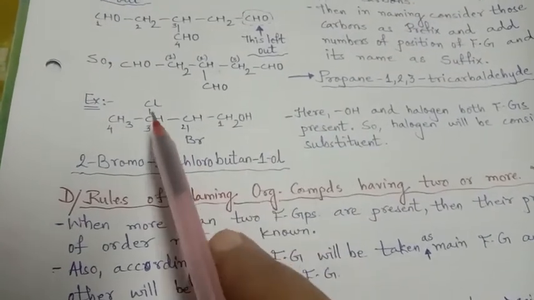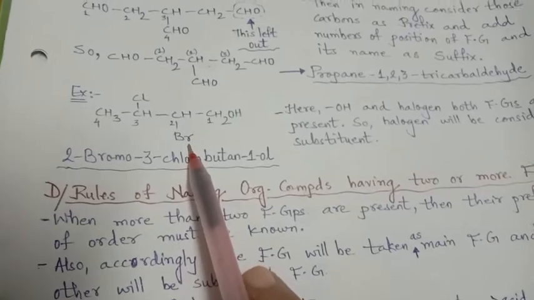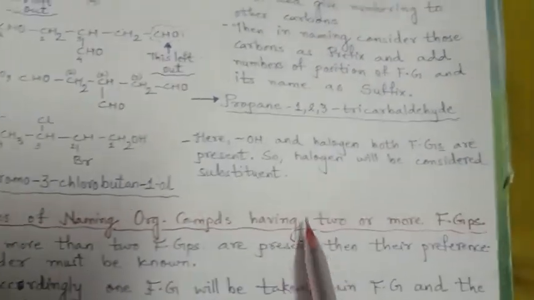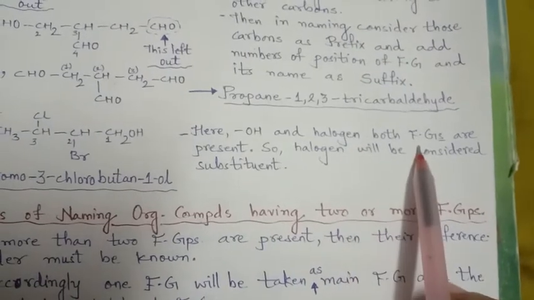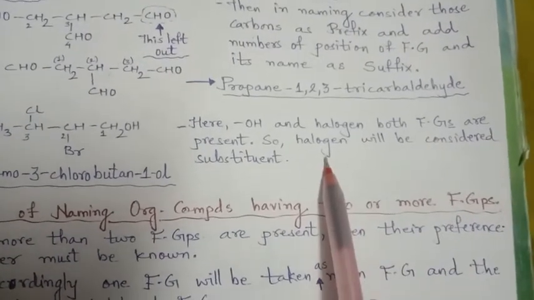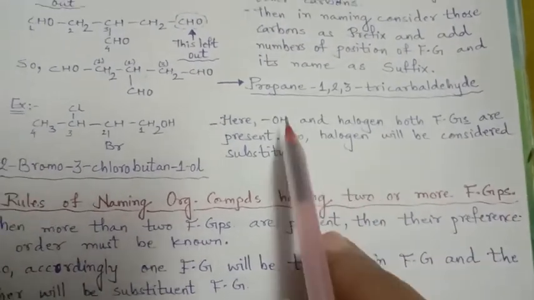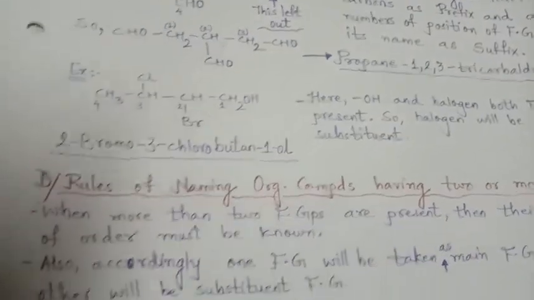Alcohol group, chlorine and bromine. They are halogen groups. Now what happens if these two groups are there? Here OH and halogen, both functional groups are present. So halogen will be considered as a substituent and alcohol will be considered as the main group.